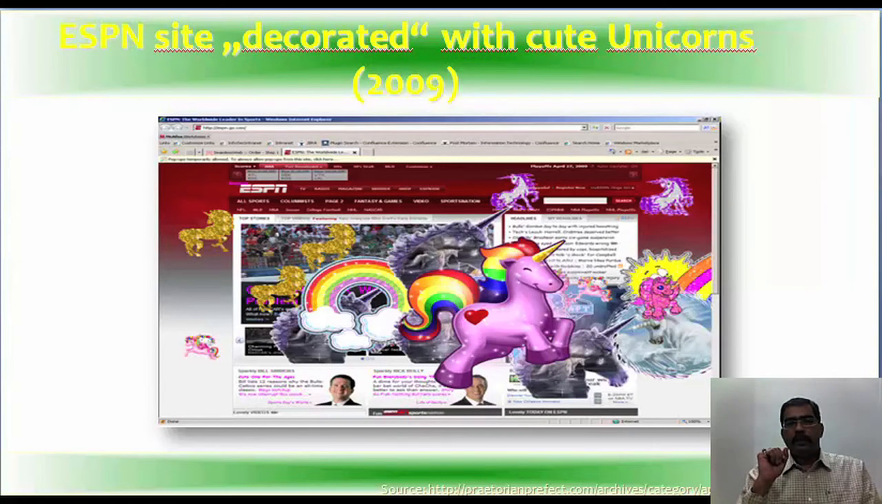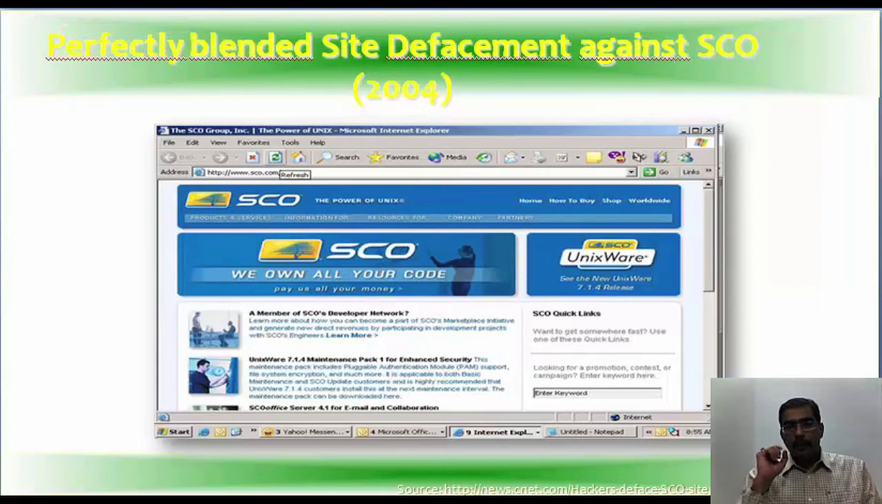There, one more for you. ESPN site decorated with cute unicorns. It was in 2009. It was hacked. Way back in 2004, SCO, Santa Cruz Operation.